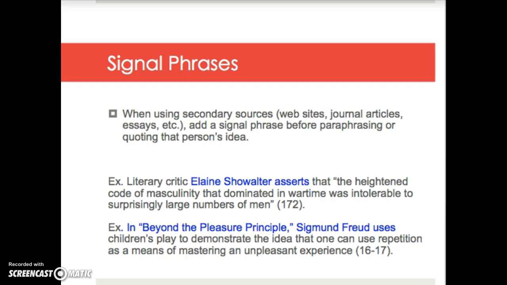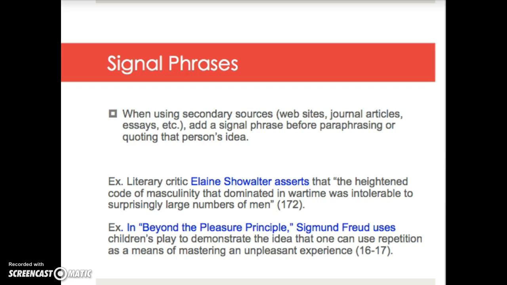So your signal phrase is going to tell me, your reader, the speaker of the original quotation, and it might identify the name of the original essay, or give some background on who this person is. So you're going to use a signal phrase, especially when you're doing research, and it tells whoever's reading your paper that you've done your research and you've read different critical essays.